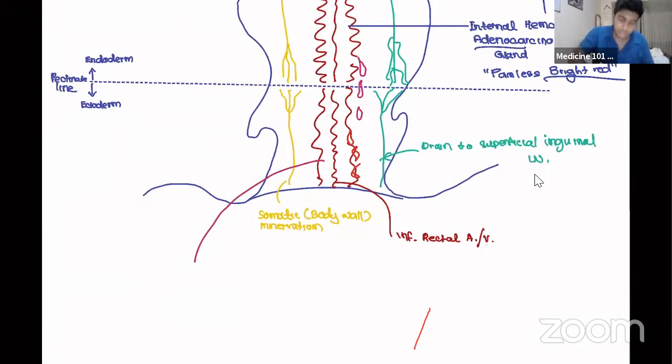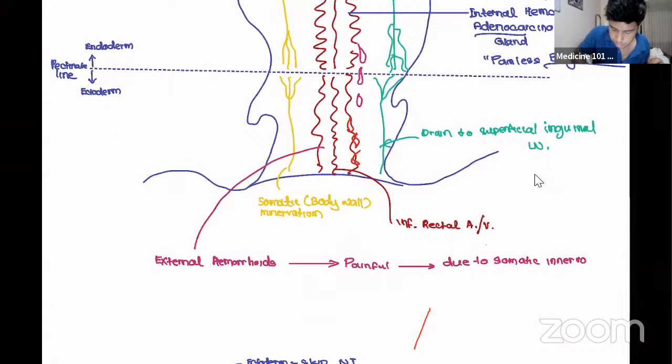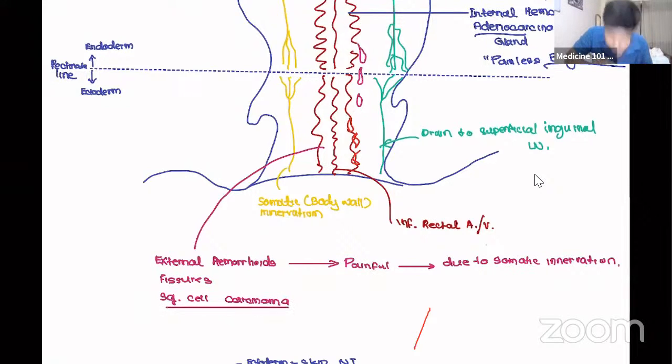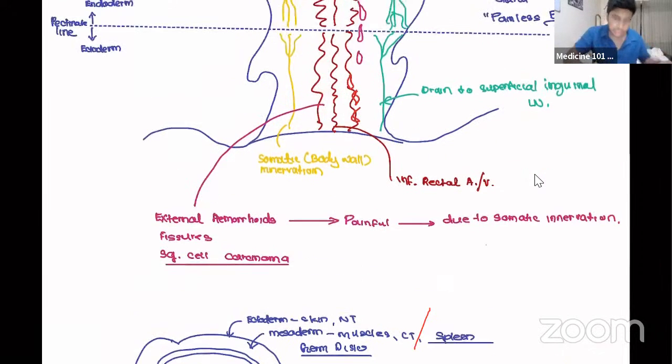Next, let's talk about external hemorrhoids. These are the hemorrhoids that occur below the pectinate line. They are painful due to somatic innervation. External hemorrhoids, also fissures, and squamous cell carcinoma. Squamous cells are found in our skin. It is closer to the skin. Just remember it like that.